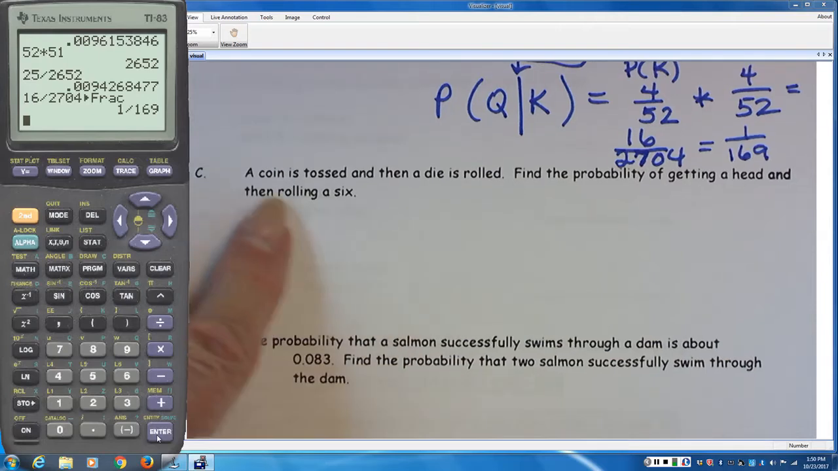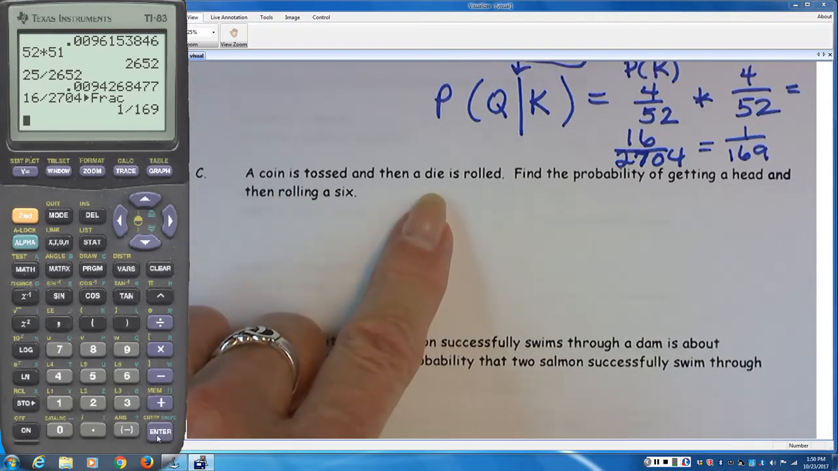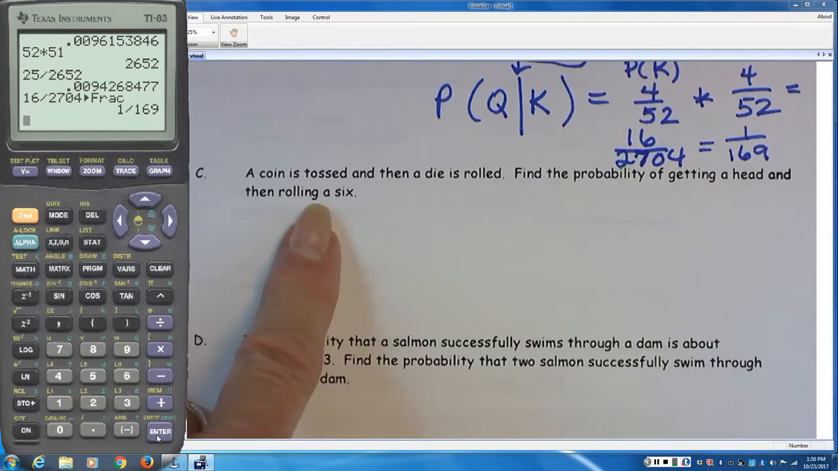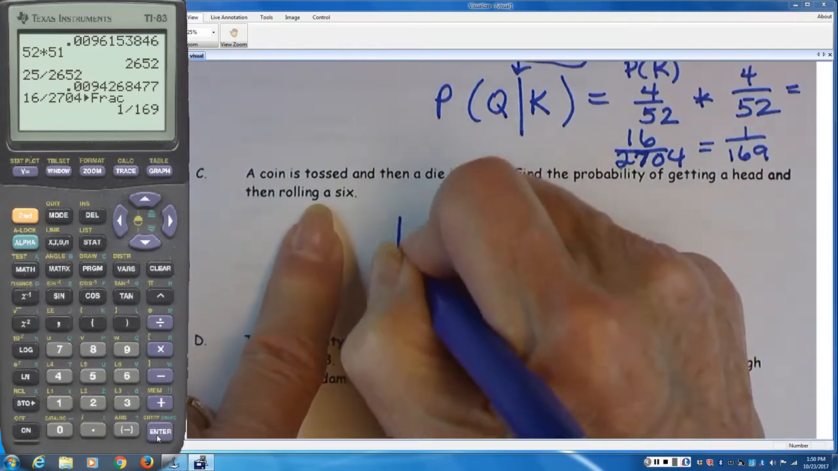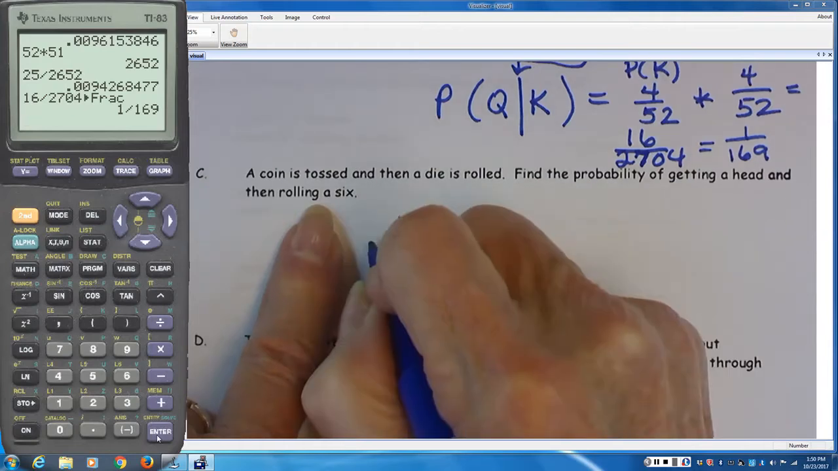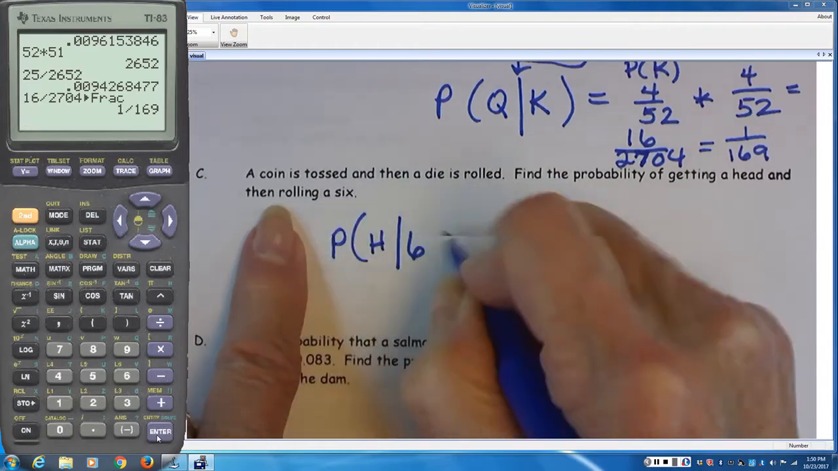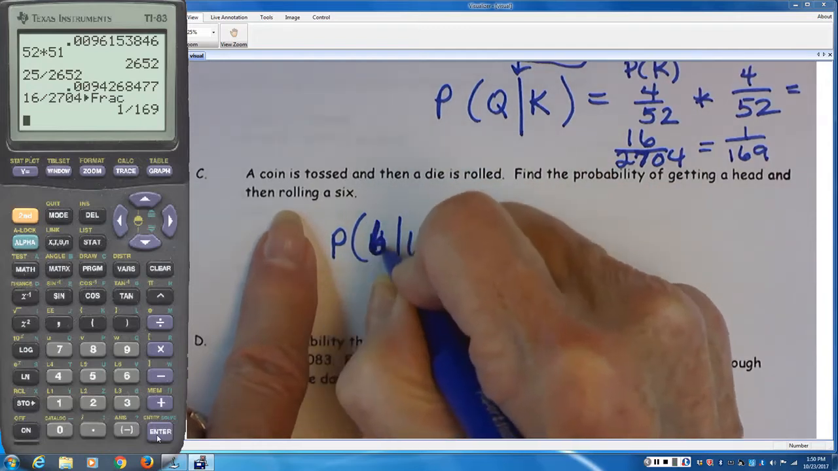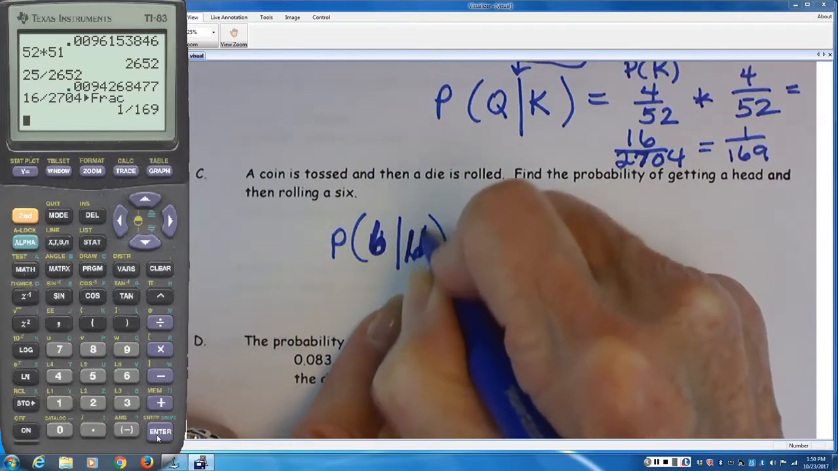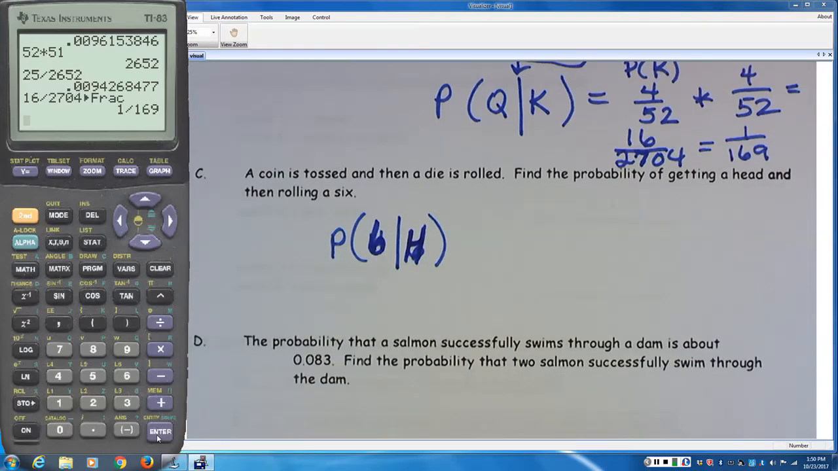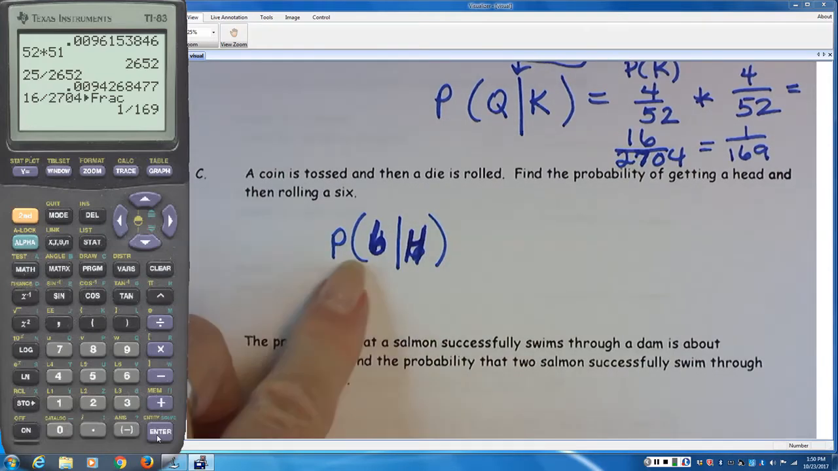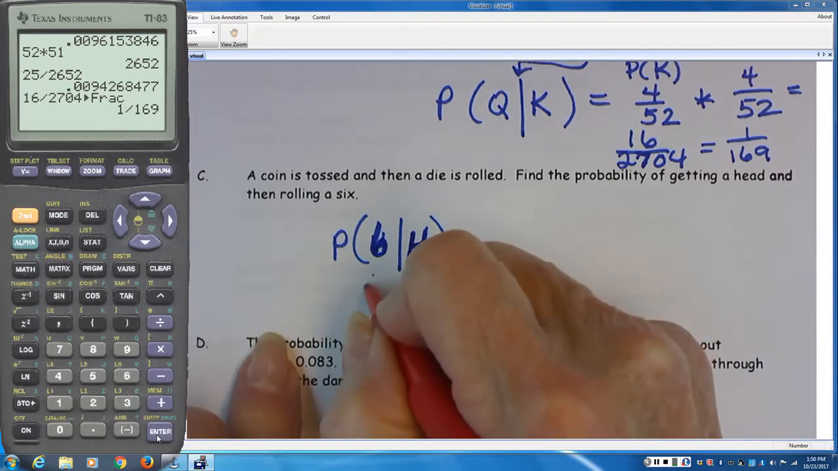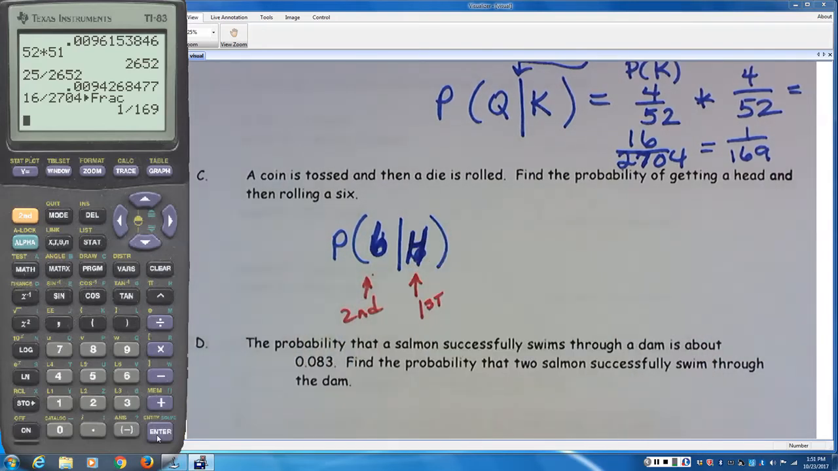The next one we've got says a coin is tossed and then a die is rolled. Find the probability of getting a head and then rolling a 6. So the 6, actually I wrote that backwards. The probability of the head and then rolling the 6. The head comes first. Getting the 6 comes second.